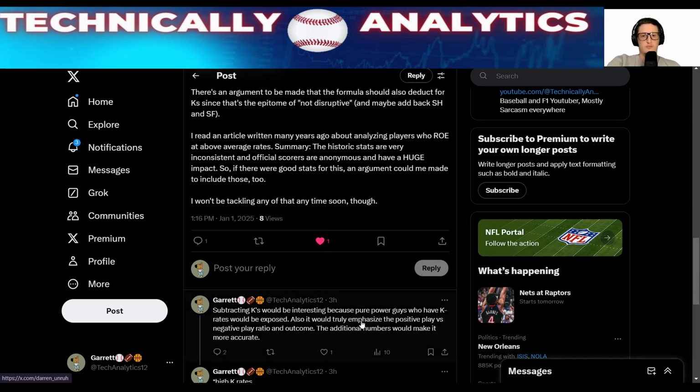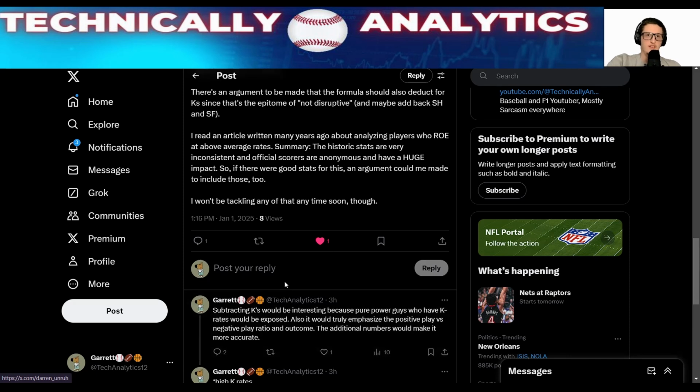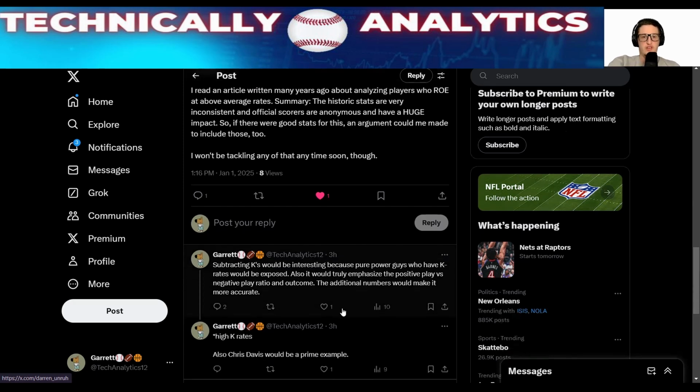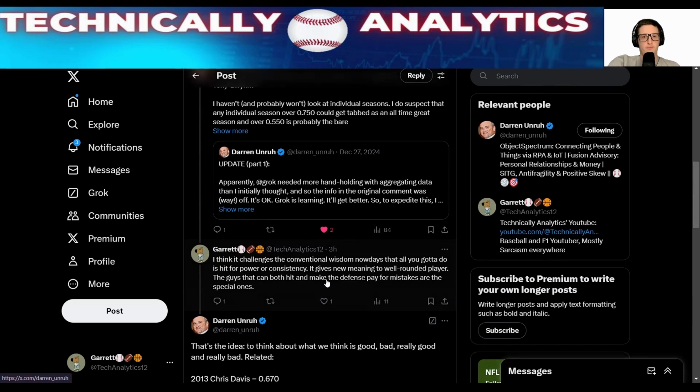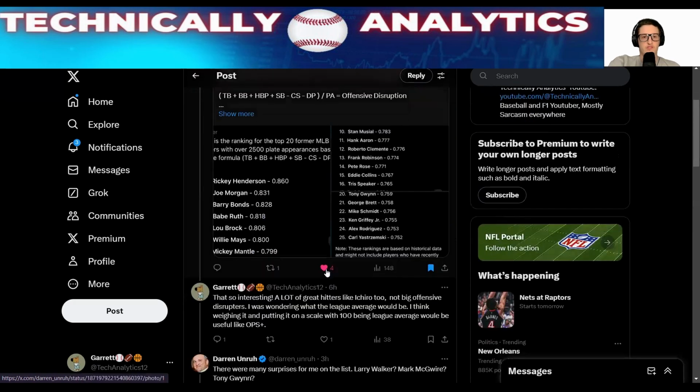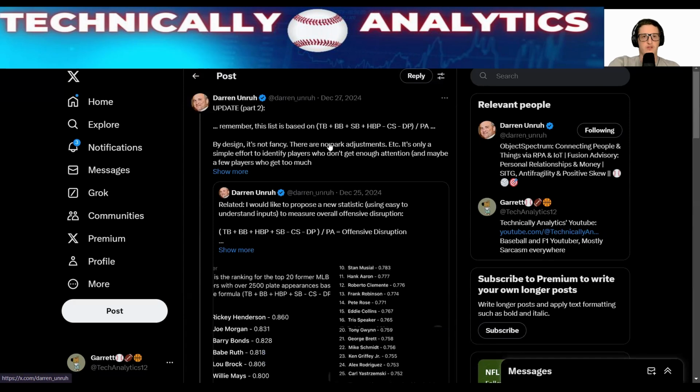It would be more of a positive play versus negative play ratio and outcome, because the guys that are always creating positive plays would be above 500, and the guys that are always getting into negative plays would be below. And that includes striking out. It's a negative play for the hitter, a positive play for the defense. So that's the tweet basically, and you can see this list on Twitter.